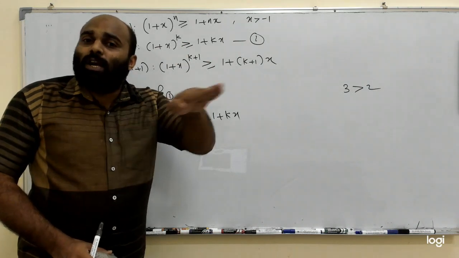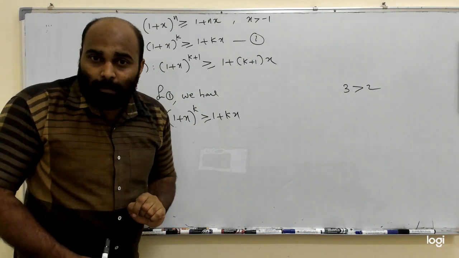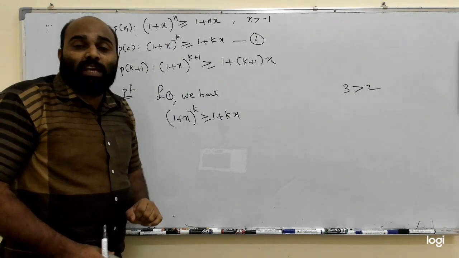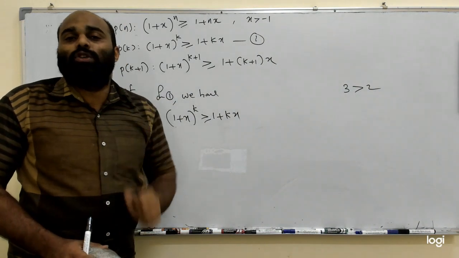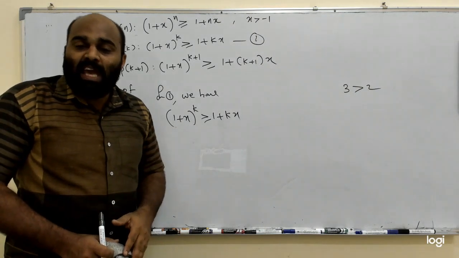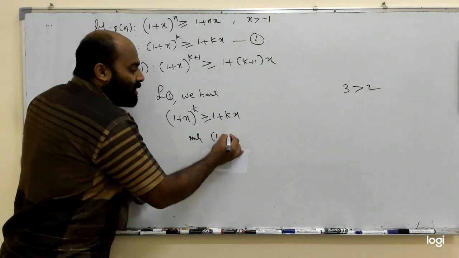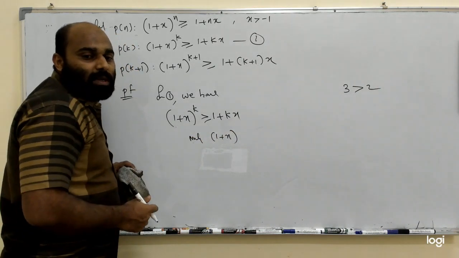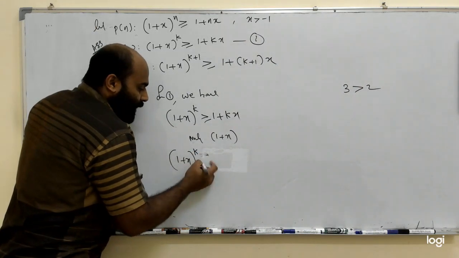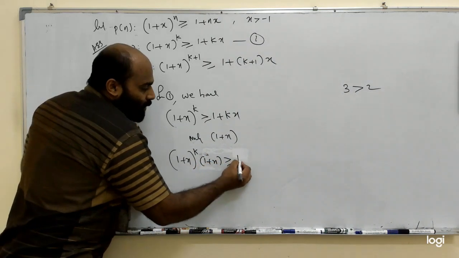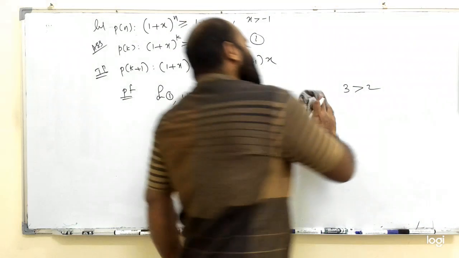In the previous question we added on both sides. Here it is not addition, it is multiplication. Why are we multiplying? Because (1 plus x) whole raised to k plus 1 means (1 plus x) whole raised to k into (1 plus x). You know, a raised to m plus n is a raised to m into a raised to n. So in this case, multiplying both sides by 1 plus x, we get (1 plus x) raised to k into (1 plus x) greater than or equal to (1 plus kx) into (1 plus x). Both sides I multiplied by 1 plus x.